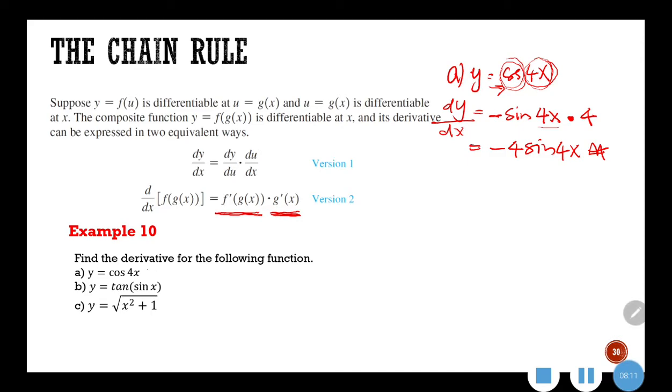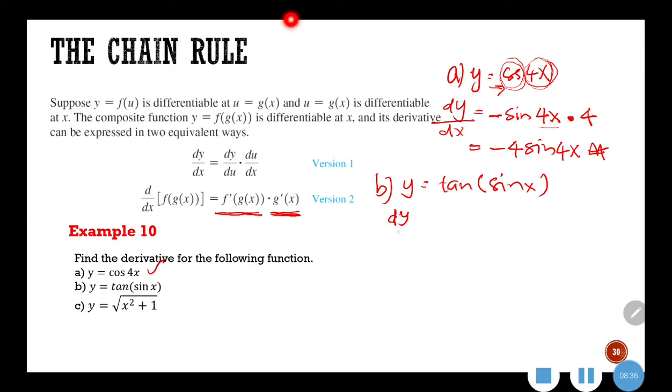Okay, done with A. Now have a look at B. We have y equals to tangent of sin x. Saya nak guna version 2 straight, because for me, version 2 is really straightforward. Okay, y is equals to tangent sin x.